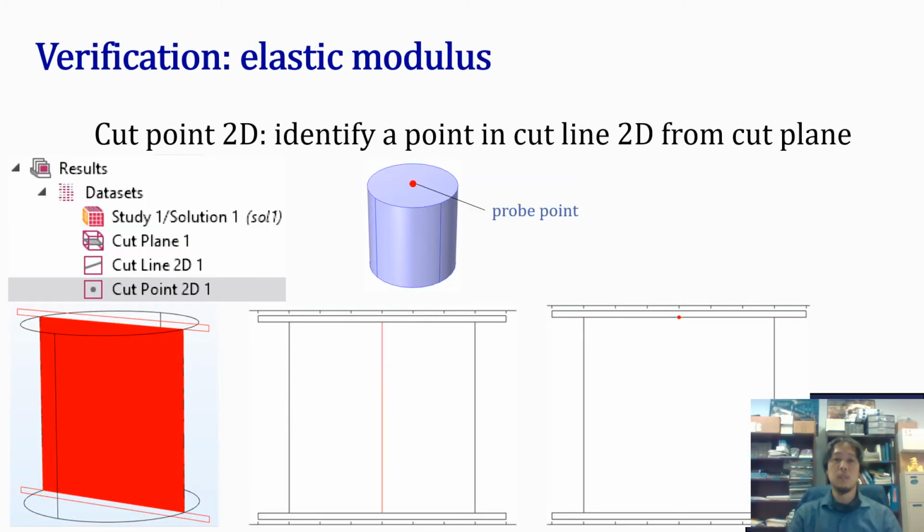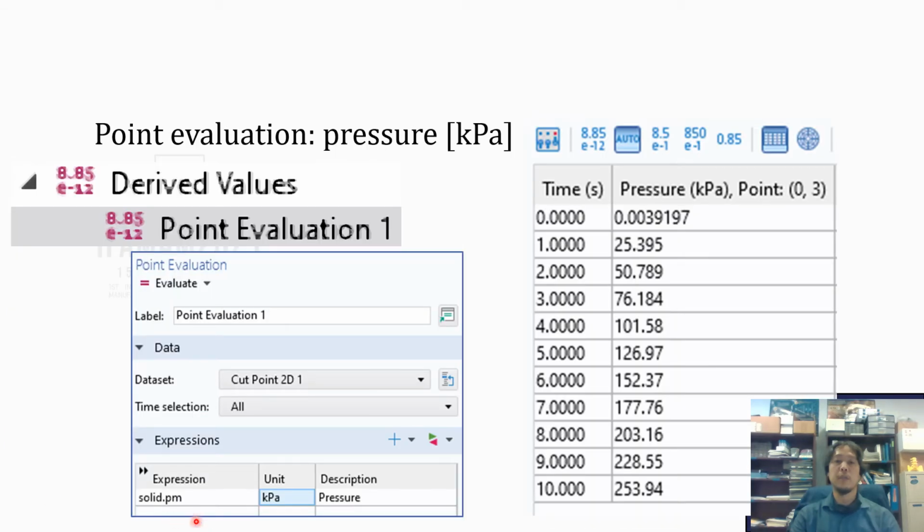To verify the model, the elastic modulus was acquired at a probe point on top of the gel center. The pressure property was obtained at the probe point at different time points and displayed as a table as shown here.